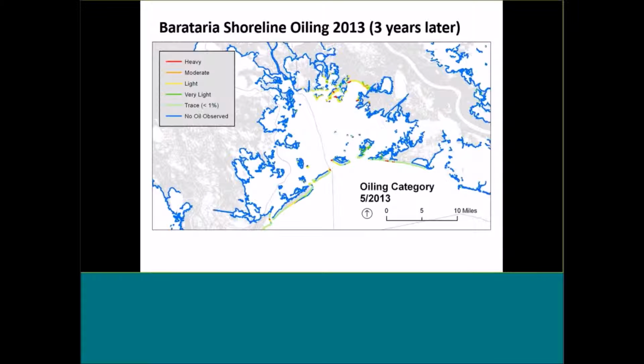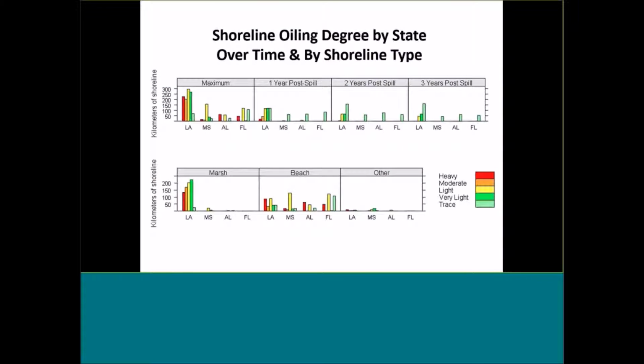And next slide. Some graphics. We already went through some of these numbers along the top. That's by state and by maximum oiling, and then each year. You see a lot of oiling in Louisiana, a lot still in the other states, and the decline over time into trace oiling mainly. On the bottom, by habitat type, marsh: a lot of marsh oiling in Louisiana, a lot of beach oiling across all the states. The categories were much lower.